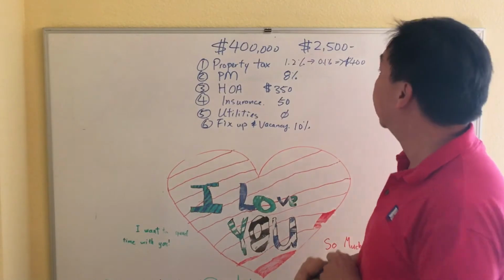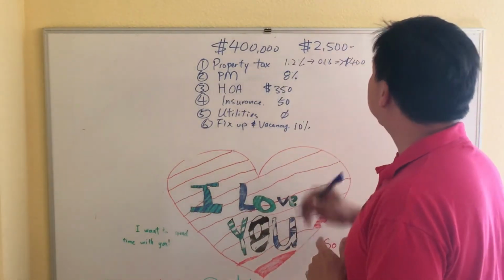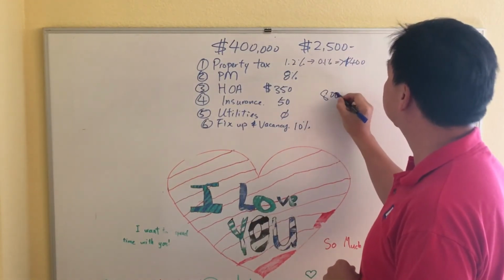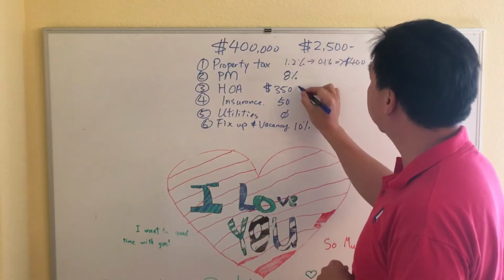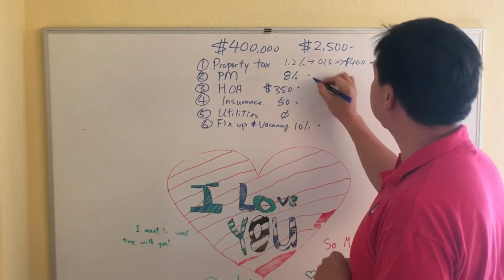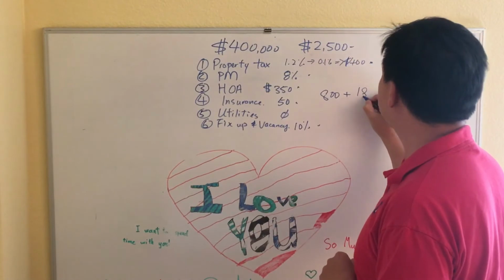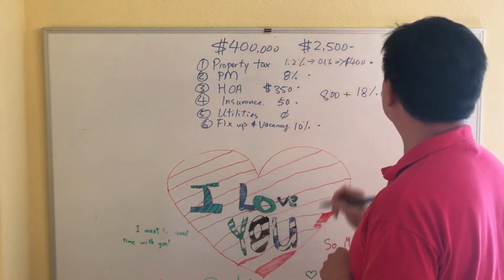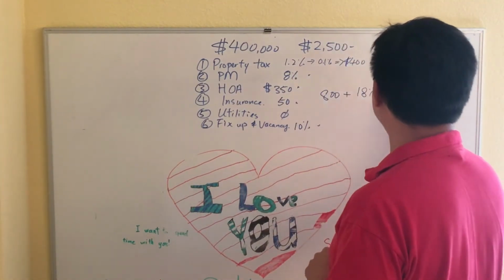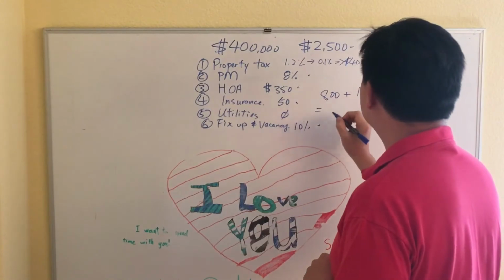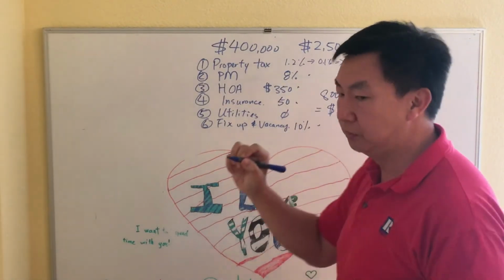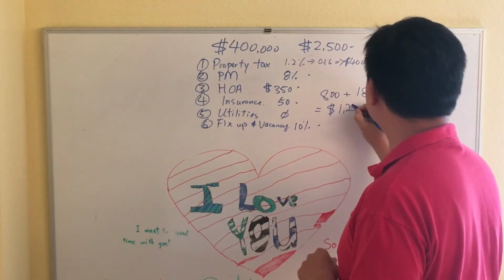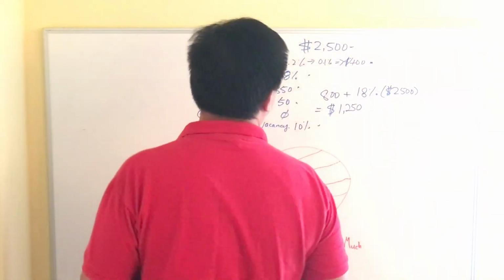Okay, so far. So if you add everything together, 400 plus 350 plus 50, that's 800, right? This item and this item, and then this item plus this item is 18% of 2,500. And if you do the math, I did the math earlier, that's $1,250 a month.